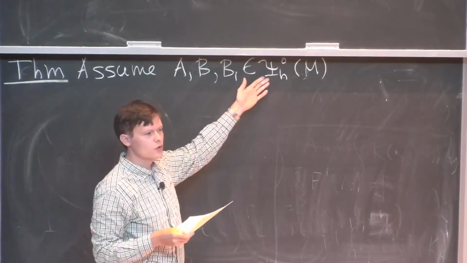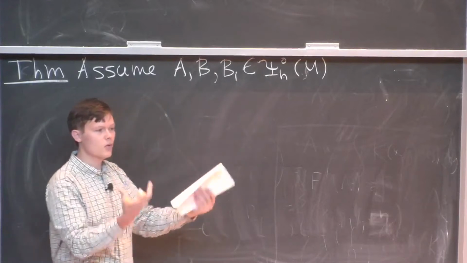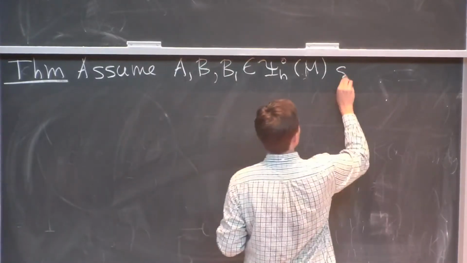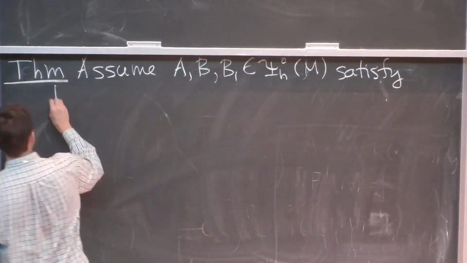So this is something that I can use to micro-localize my function. Applying those to a function u is like localizing it or taking a piece of it in phase space. And I'll assume that they satisfy the following control condition.